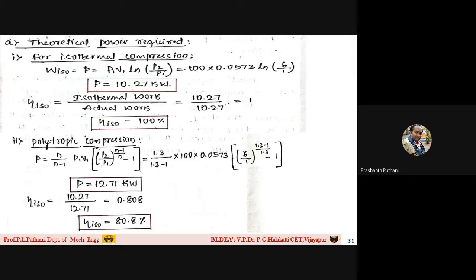Next, we go for polytropic compression. For the polytropic compression process, we have the equation, as I said, n by n minus 1 p1 v1 into p2 by p1 raised to the power of n minus 1 by n, minus 1. So for polytropic, you have the value of n, its value is 1.3. P1 is given in the question, V1 you have calculated, similarly P2 and P1 are given in the question. Substitute all the values, you get it as 12.71 kilowatt.